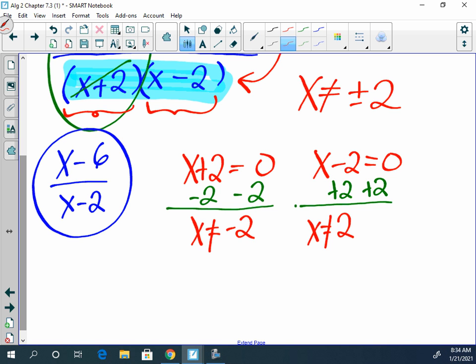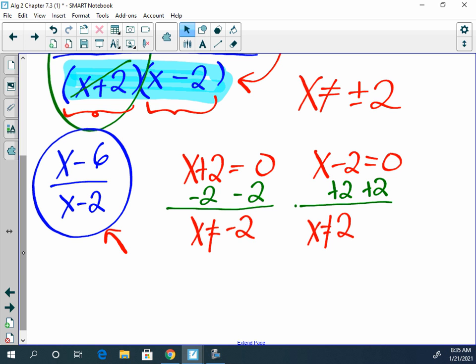Even though the x minus 2 is not in our final simplified form, we still include it because it is a restriction on the beginning function, on the one we started with. Questions on this here? Normally, we should do this before we end up simplifying, but you can do it on the back end too.